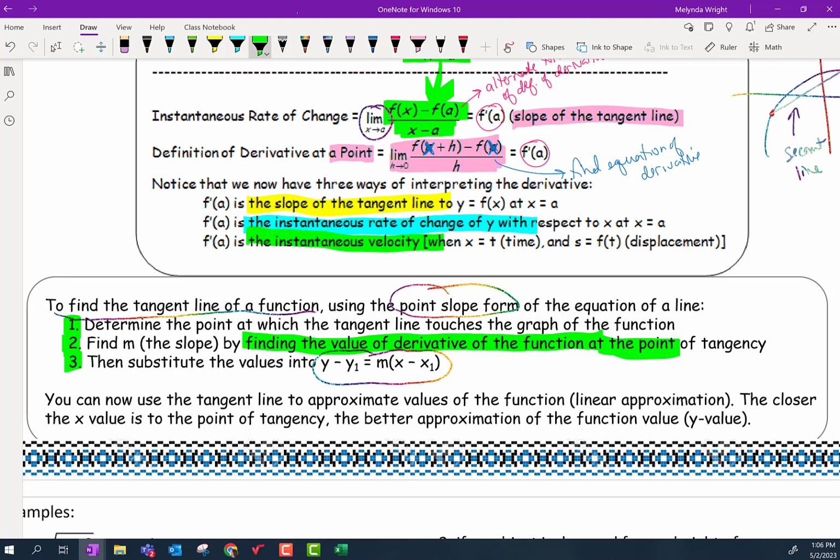So what can you use tangent lines for? What we're going to practice using it for is to approximate values of the function. This is called linear approximation. We're going to use the tangent line to approximate values of the function. The closer the x value is to the point of tangency, the better the approximation. So let's look at that, and what in the world does that mean? The closer the x value is to the point of tangency, the better the approximation.